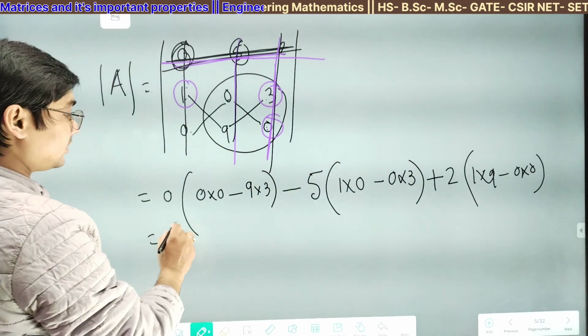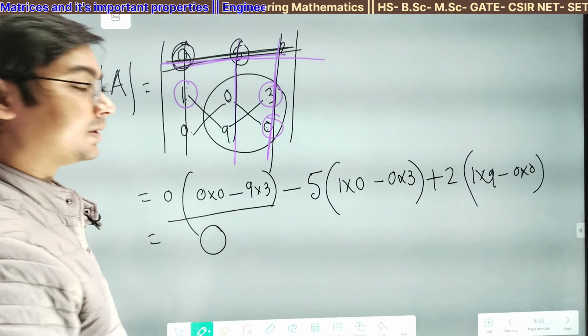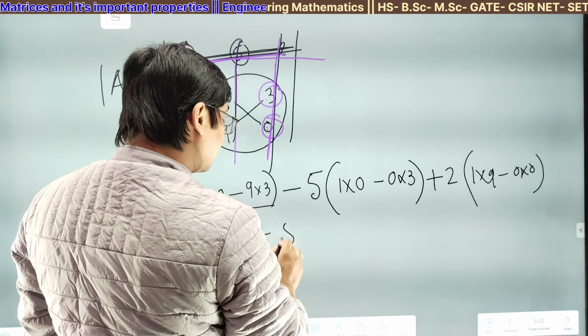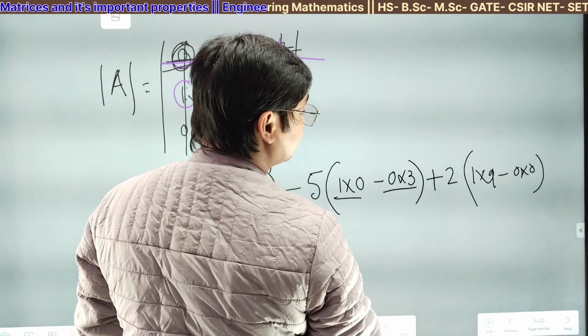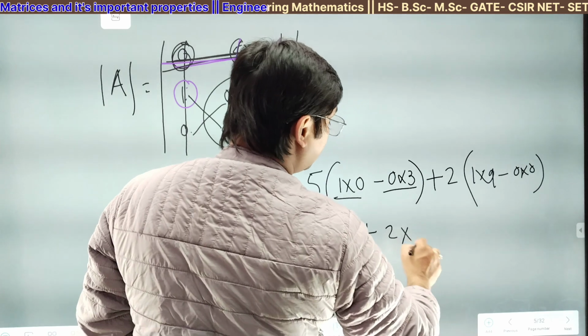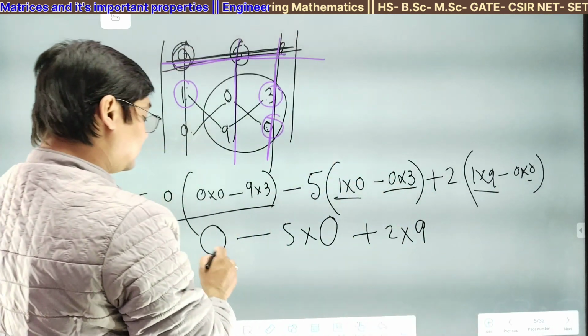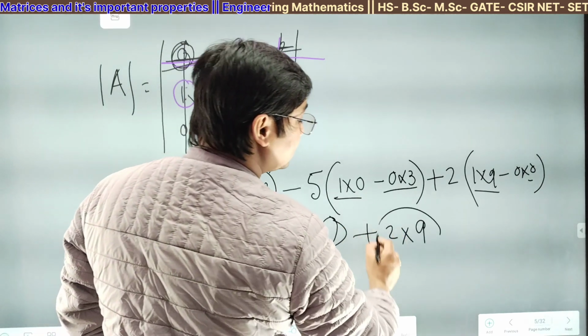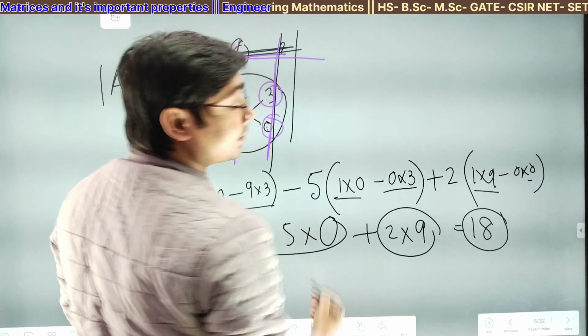So here you see this will be 0 because multiplying with 0 gives 0. Minus of 5, this is also 0 because here 0 0, so 0 minus 0 means 0. Here you see 2. Now what will be this one, 9 minus 0, so this will be 9. So you see this value will be 0, so 9 into 2 will be 18. So this is the value of this determinant.